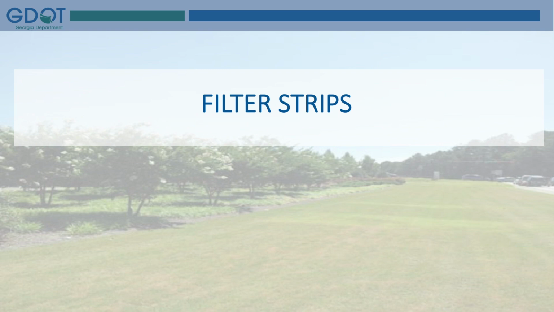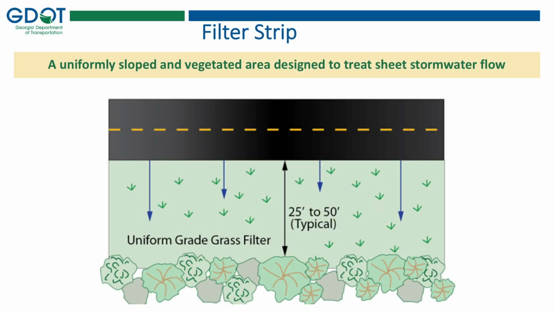We'll begin this workshop by reviewing filter strips. So what is a filter strip? A filter strip is a uniformly graded and densely vegetated conveyance that provides sheet flow, resulting in pollutant removal from stormwater runoff through vegetative filtering. Filter strips also provide some infiltration.